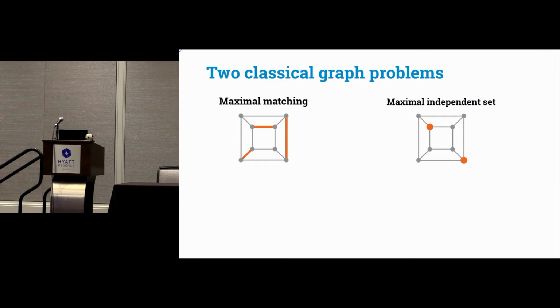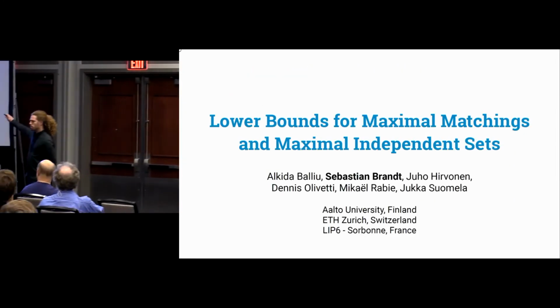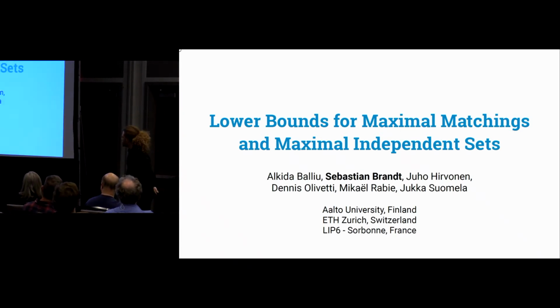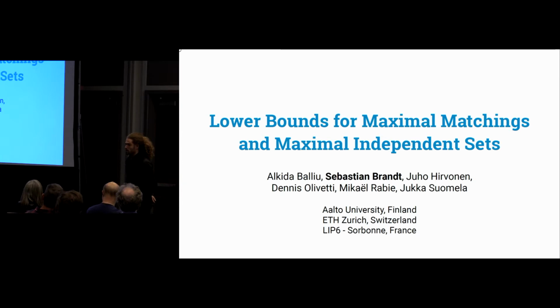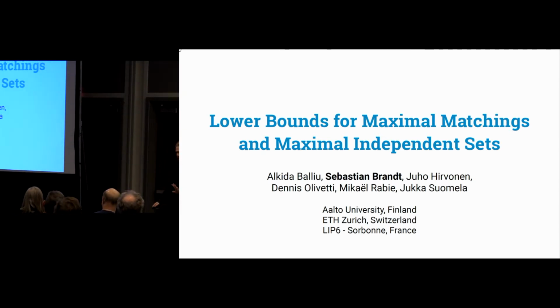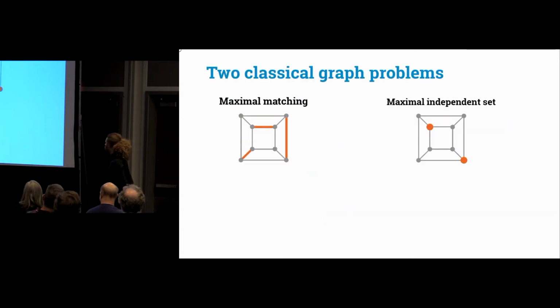So let's start. So, maybe I should go back. Apologies for omitting a maybe important word here: distributed. So we want to show lower bounds in the distributed setting for maximal matching and maximal independent sets. And I'll tell you in a second what the exact model will be. But let's first quickly recall these two problems of interest.